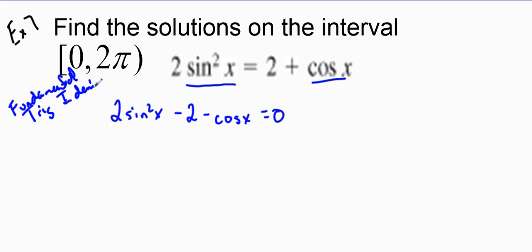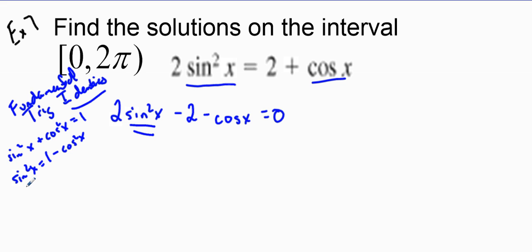If you recall, we want to get something so we can factor, or at least simplify a little better. I notice I have sine squared. There is an equation: sine squared of x plus cosine squared of x equals 1, correct? You remember that? So I'm going to solve for sine squared, and sine squared of x is the same thing as 1 minus cosine squared of x.